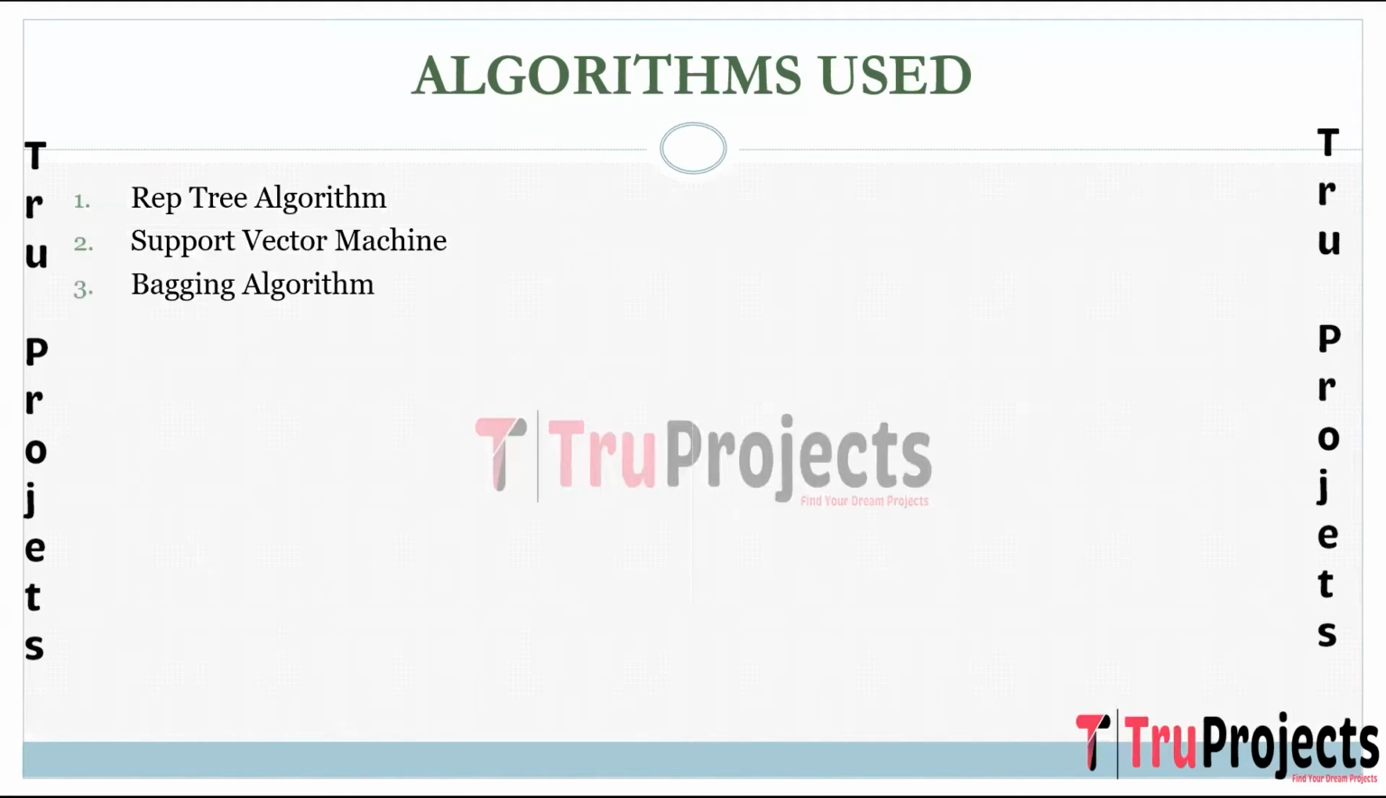The next algorithm is bagging algorithm. It is an ensemble learning technique where multiple instances of a base model, for example decision trees, are trained on random data sets which are subsets of the dataset with replacement.